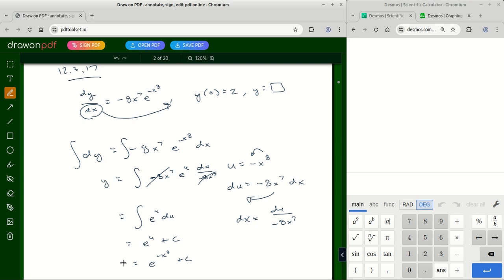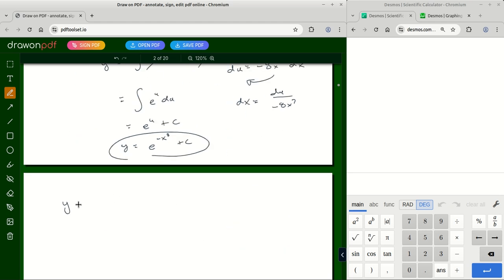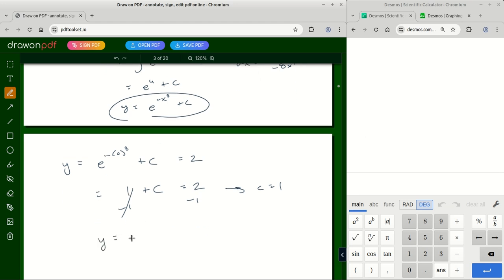They want a little bit more done to it. Oh yeah, right here, the initial condition. Okay, so this is cool, we like it, but we need to do a little bit more. So I'm going to plug in a 0 and I should get 2. So if I plug in a 0, I should get a 2. Anything to the 0 power is a 1. Minus 1 on both sides. So C is equal to 1. And so my final answer would then be y equals e to the negative x to the 8th, plus 1 essentially.